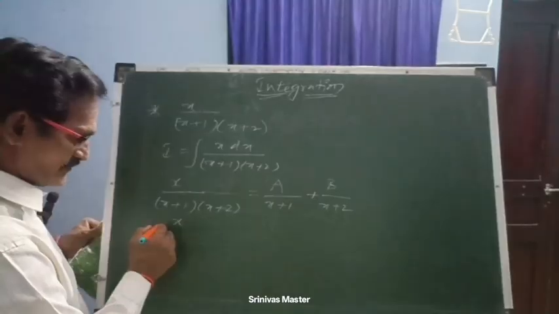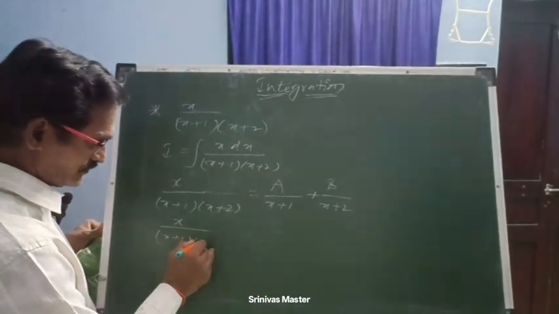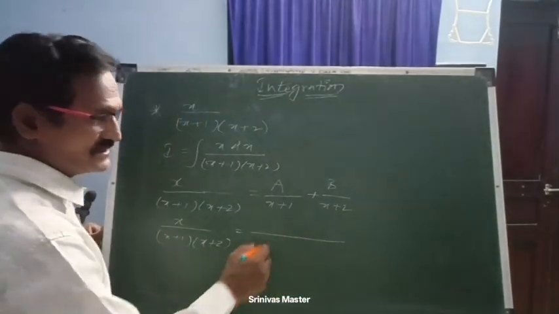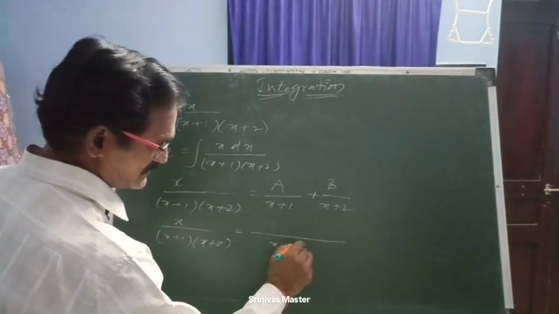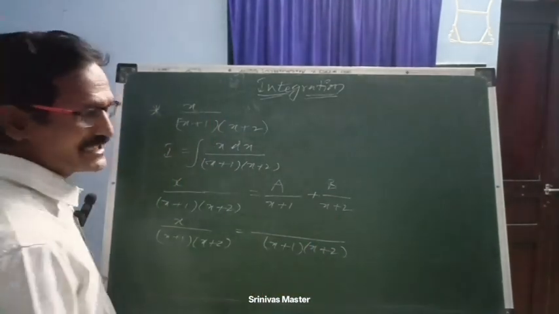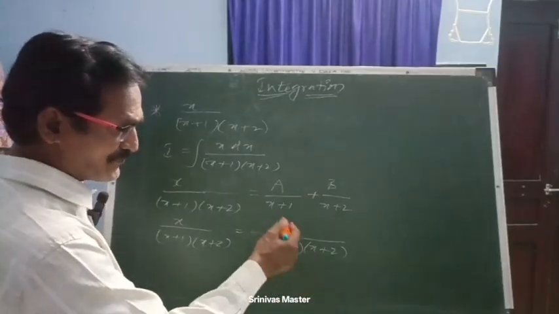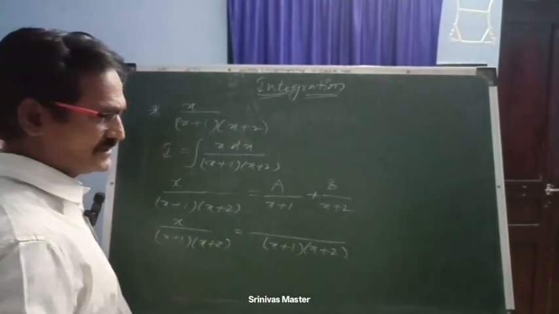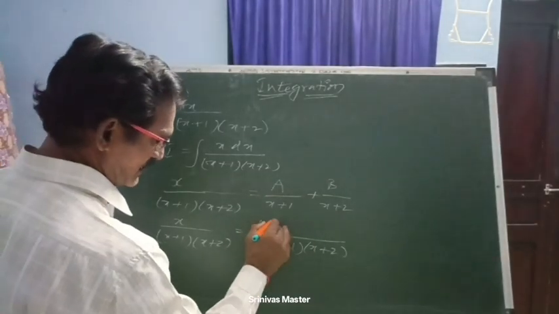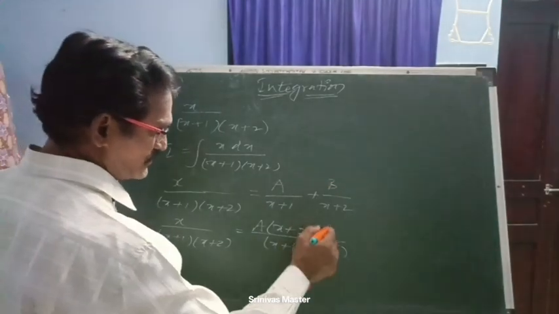This you can write as usual: x by (x plus 1) into (x plus 2) equal to, what is the LCM in this? x plus 1 into x plus 2. You know how to find the LCM now? From these two terms, x plus 1 and x plus 2, there is no common factor. So we multiply both the terms. Whenever you are multiplying both the terms, then directly you can do the cross multiplication. So a into (x plus 2), plus b into (x plus 1).